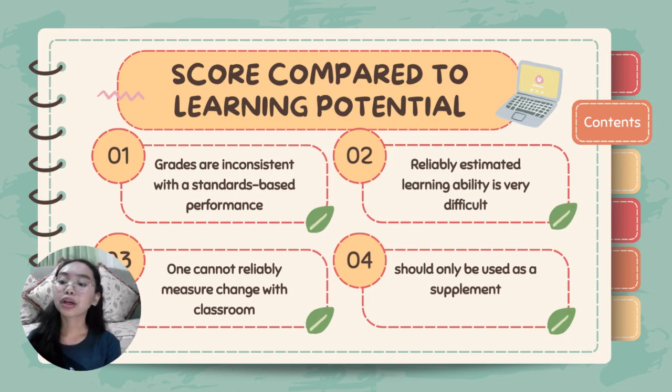Therefore, score compared to learning potential is inconsistent with a standard based system because each child has their own standard, as they have different potential that a teacher should hone individually. Moreover, reliably estimating learning ability is very difficult because it is separate from achievement itself. Additionally, one cannot reliably measure change with classroom measures. Therefore, scores compared to learning potential should only be used as a supplement grading system. So that would be all for the score compared to learning potential.